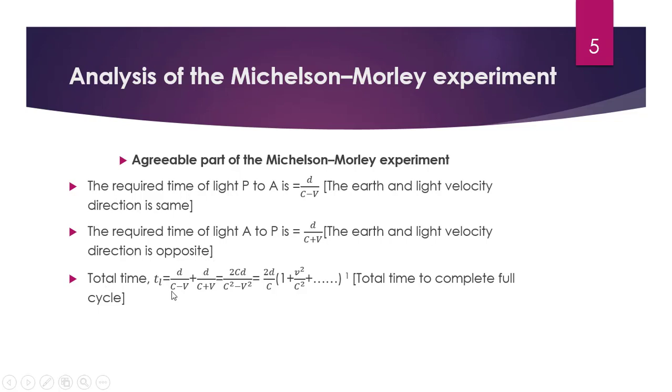Total time T equals d by c minus v plus d by c plus v, which equals 2dc divided by c squared minus v squared, equal to 2d by c times the bracket 1 plus v squared by c squared plus one. This is the total time to complete the full cycle, meaning the light goes from P to A and A to P.